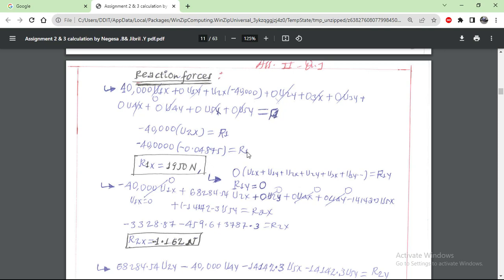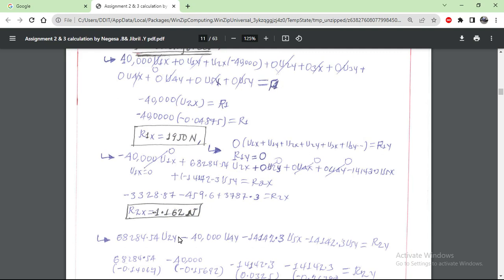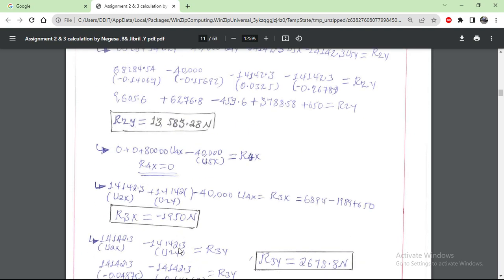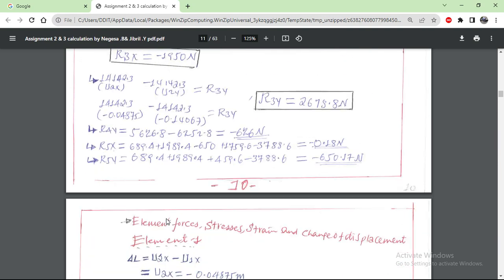This one is reaction 1 and this one is reaction 2 in the x direction. Similarly, we get reaction 2 in the y direction, and reaction 3 in the y direction and the x direction also. We generate all reaction forces by using this method.